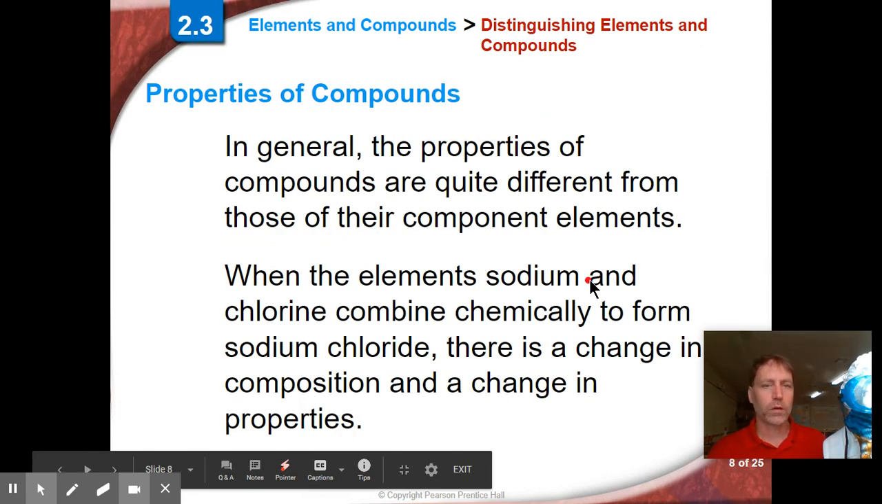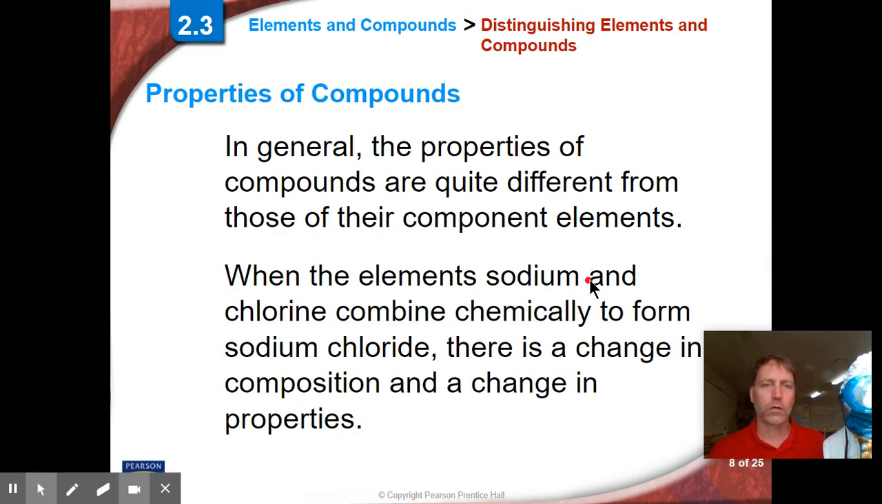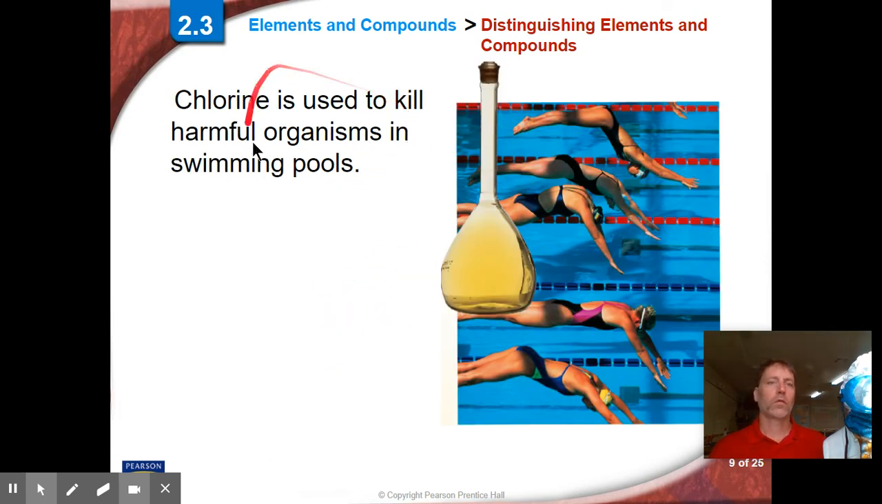All right. So properties of compounds can be different from their component elements. Things like sodium and chlorine by themselves can be quite dangerous. When you combine them chemically to form sodium chloride, which is just salt, it's pretty harmless. For instance, chlorine will kill organisms in pools as a gas. If we breathe that, it'll kill us. That was the gas that was used in World War One to kill; you breathe this in, it dissolves your lungs, and you literally drown in your body.